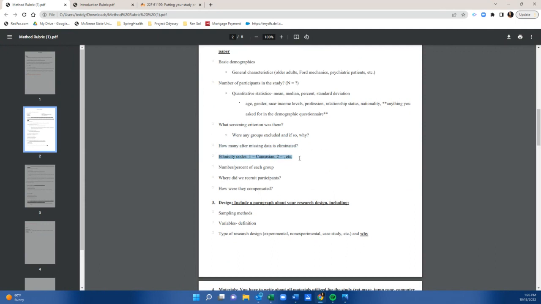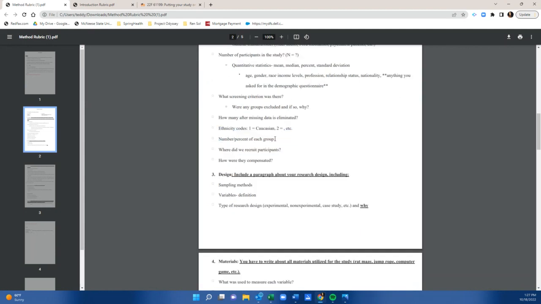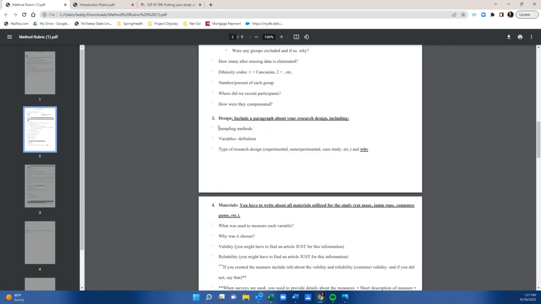Do you have any ethnicity codes? Do you have any group codes, actually? If you have a group A, group B, group red, group blue, group one, group two, talk about what those codes are for those groups. How many people were in each group if you do have groups? Where did you recruit the participants? Everyone did pretty good with that. And how are they compensated? Again, everyone did pretty good with that.